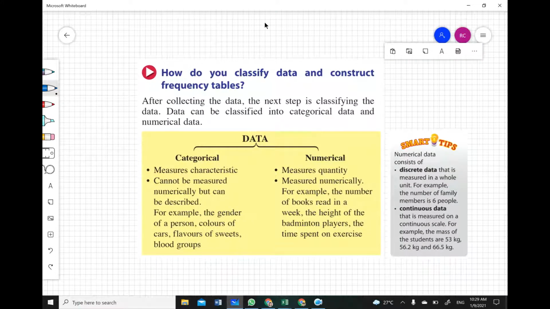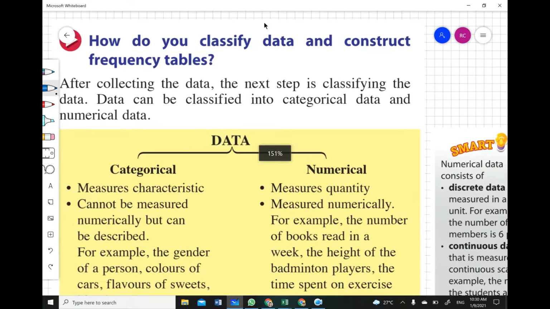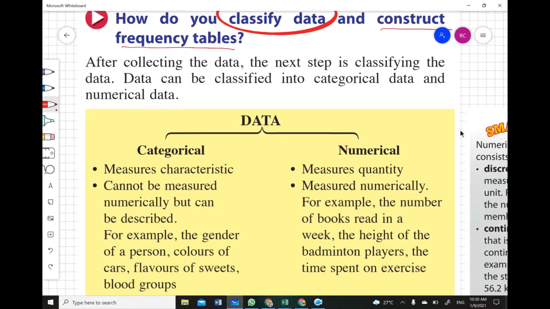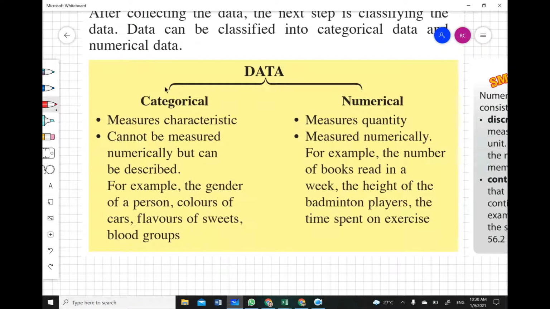Here, now that we know the data collection method, we need to classify the data. You can see for this part over here, data, there are a few types of data. If you are going to construct a frequency table, which we are going to do later on, we need to classify our data. So data is categorized into 2 over here, which is categorical and also numerical.